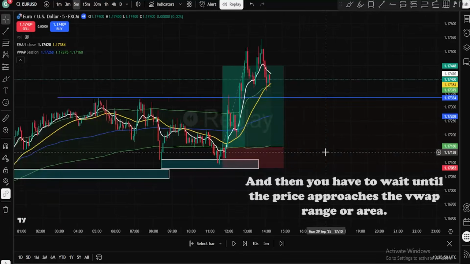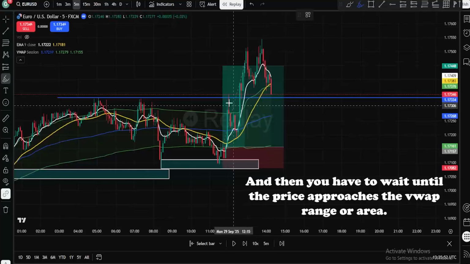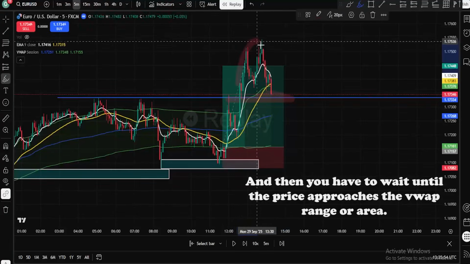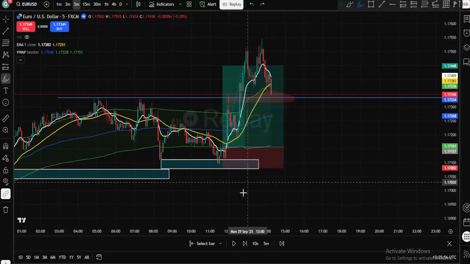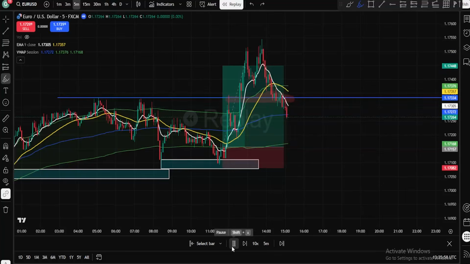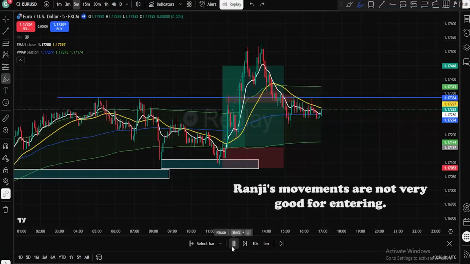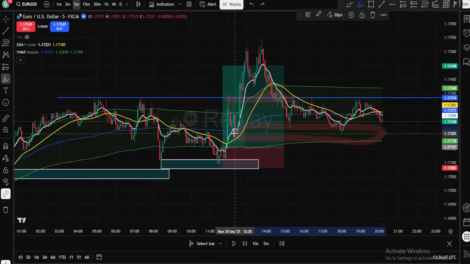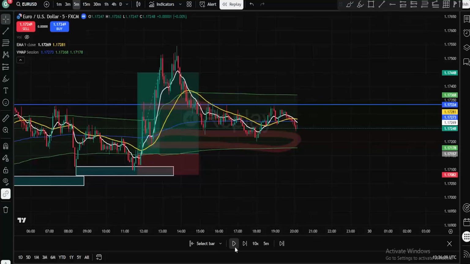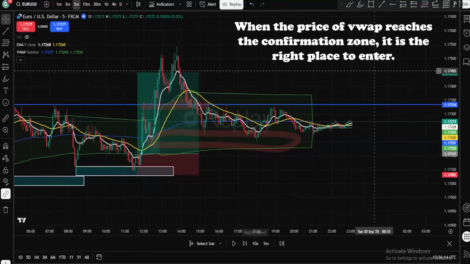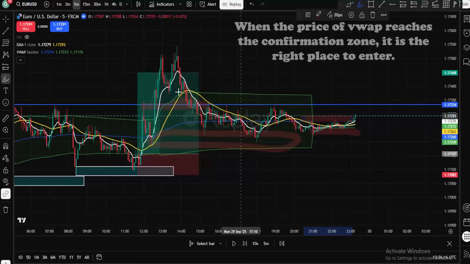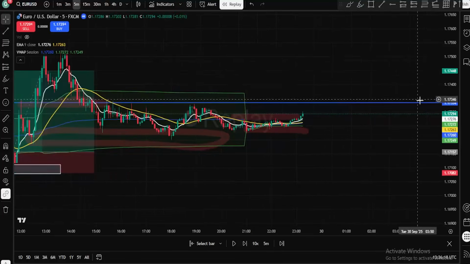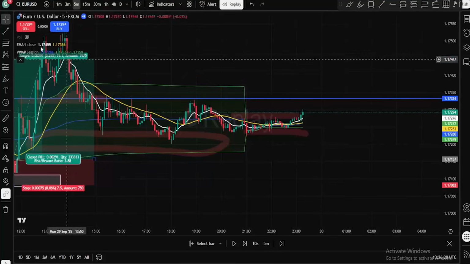You have to wait for the price to return to the VWAP range, because that is where the big traders re-enter. You will often see price break through the EMAs, but until it hits VWAP and bounces, that move is not real. Remember, VWAP is like a magnet. Price always tends to return to it. So waiting to retrace to VWAP means you are entering at a safe point, where the risk is lower and the reward is higher.